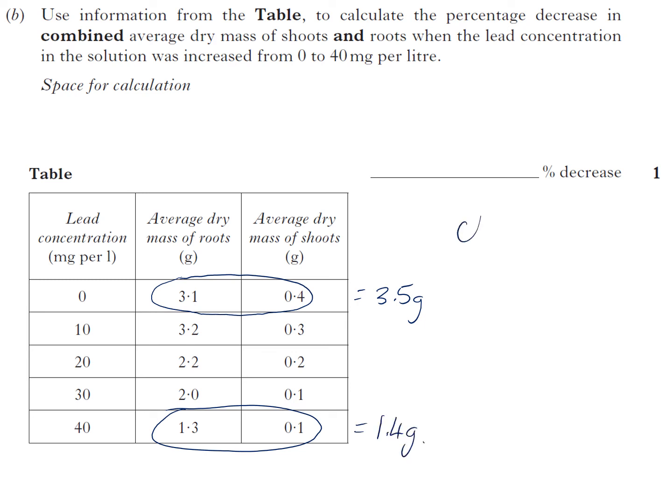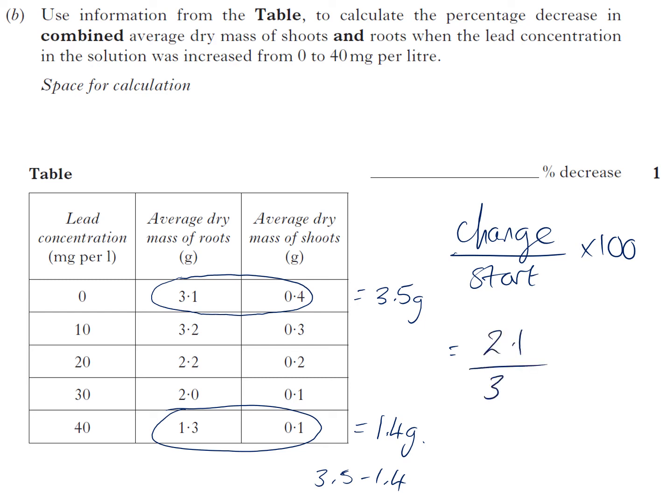Okay, so change divided by start multiplied by 100. So our change here, we're going from 3.5 minus 1.4, so 2.1. So I'm just getting my calculator to do the actual calculation. So yeah, sorry, 2.1 divided by 3.5, actually it's a reasonable one, multiplied by 100 gives me 60%. Okay.